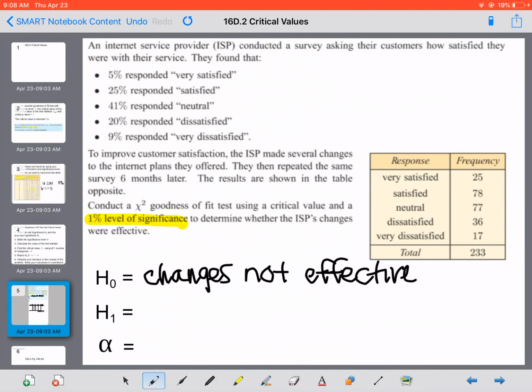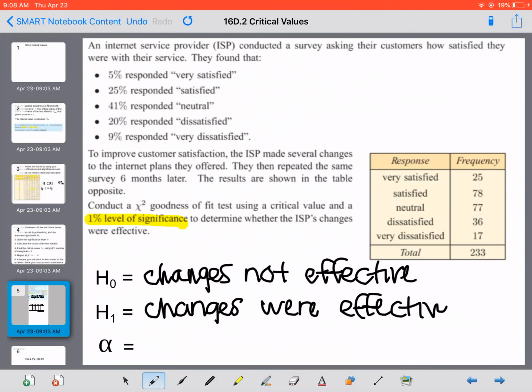Which then means that our alternate hypothesis would be that the changes were effective. Okay, our significance level says that it's 1%, so that's 0.01.